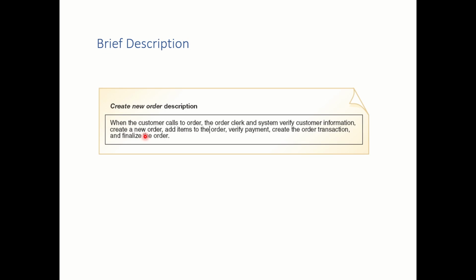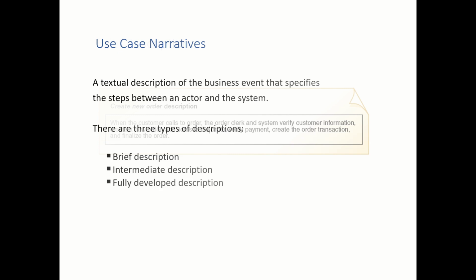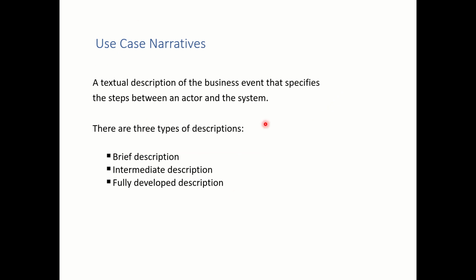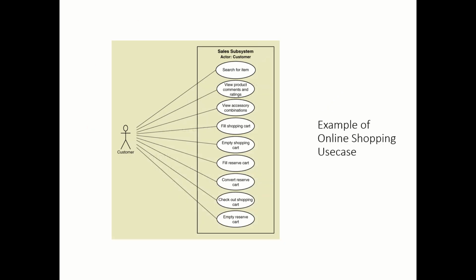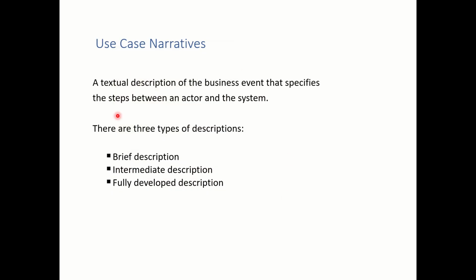Say, create new order. We are just taking one use case, and we are doing the use case narrative for it. You will have to do the use case narrative for all the use cases in the system. For one use case narrative, you can have a brief description, right? When the customer calls to order, the clerk and the system verify the customer information, create a new order, and add items to the order. So you are giving all the major subdivisions of the problem that has to be dealt with here. That's it.